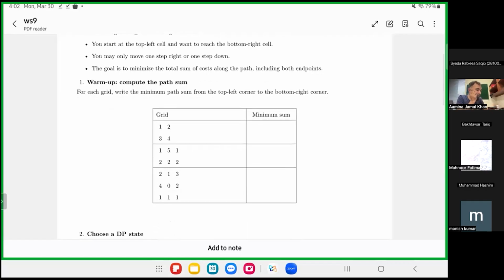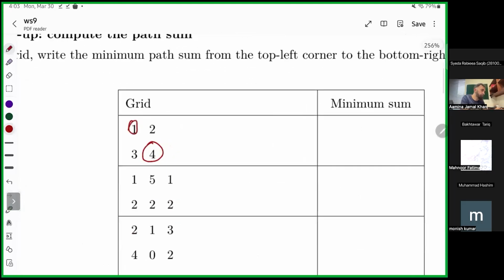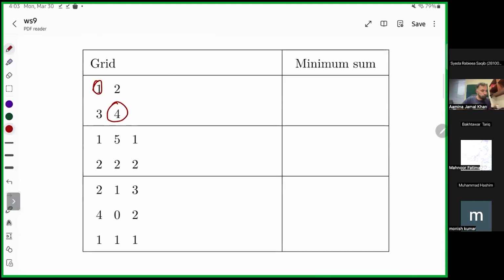All right, so the first question is a warm-up, and you're given a couple of grids, and you have to figure out the minimum cost to go from the top left point to the bottom right point. Essentially, you want to go from here to here. The first one seems the easiest one, so let me do that one.